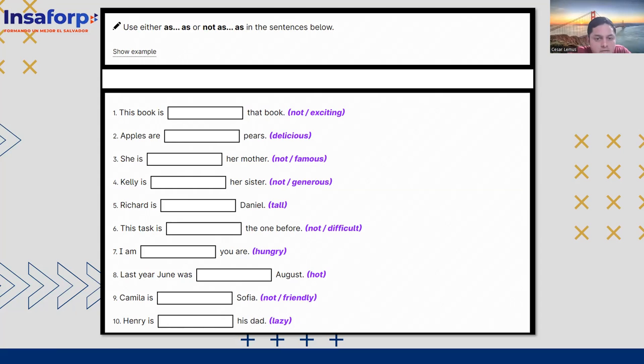Camila is not friendly as Sophia. Again, please. Camila is as not friendly as Sophia. Is not as friendly, yes. Correct. And number ten, Henry is as lazy as his dad. Very good. So now we're clear on how we can incorporate those expressions in conversation.